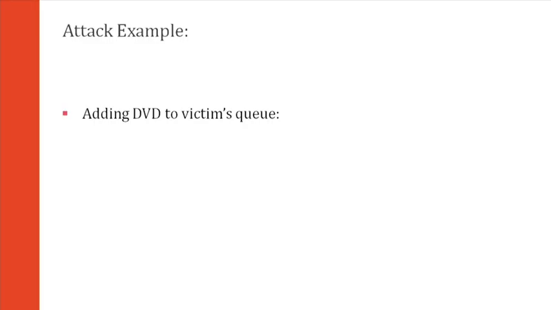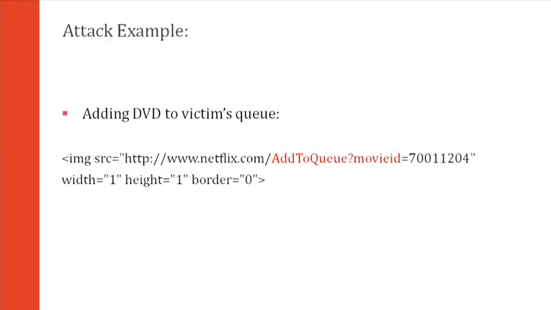The attacker was able to add a DVD into the victim's queue. He was able to buy it. As you can see, here's an example. There is an image being loaded. That image commonly is hosted in the attacker's website. When the victim visits that website, an image is going to be loaded, which is HTML code. But at that specific point of time, the victim has an authenticated session in Netflix.